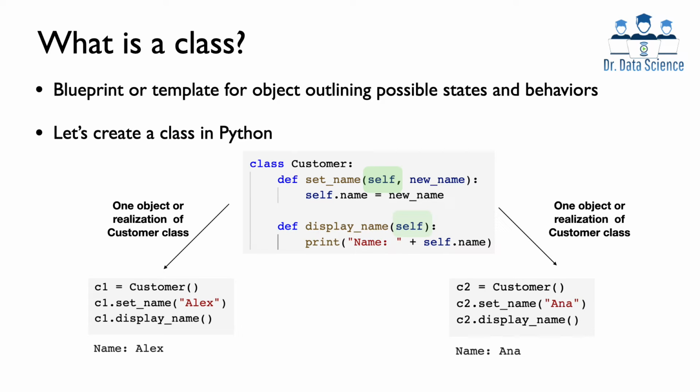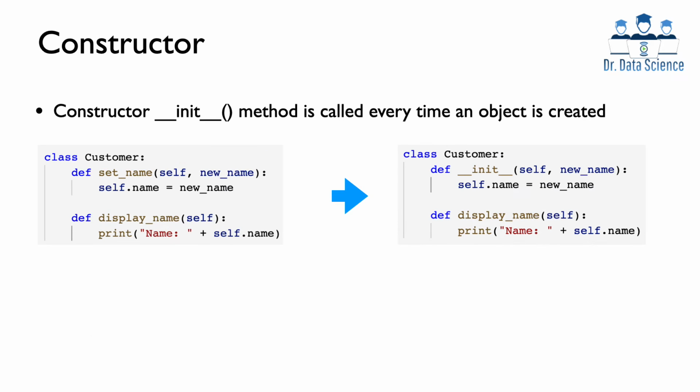There is one problem with what we have here, and that's that we have to first initialize this object or instance of this class, and then we have to use the method set_name to set the name of the customer. It would be nicer if, when we create an instance of this class, we could automatically add the name, because we know that every customer should have a name, and that's something that should be there. And that's when we need to use a constructor.